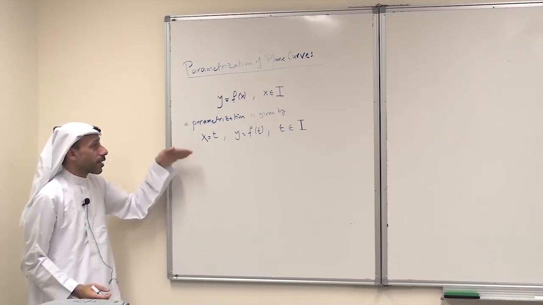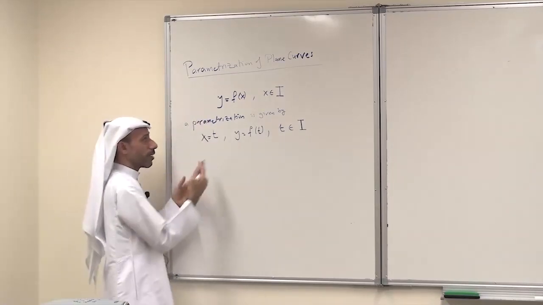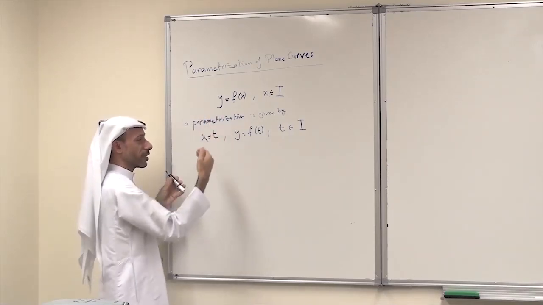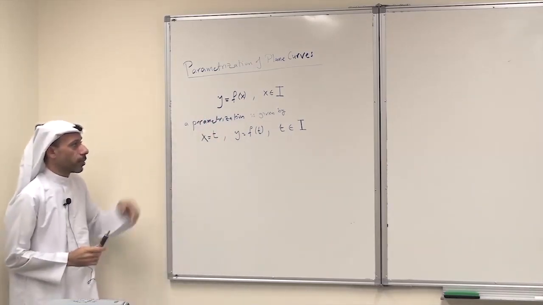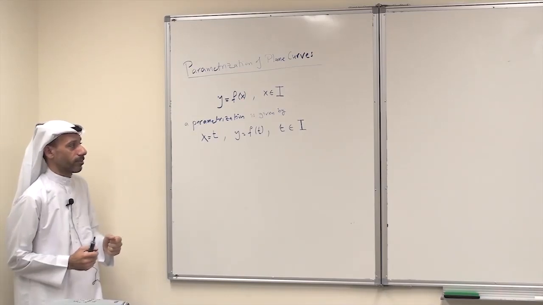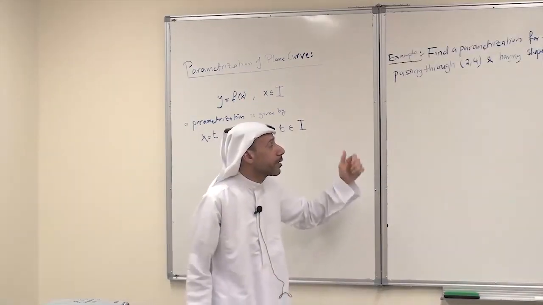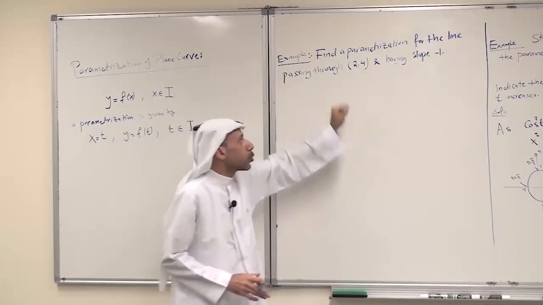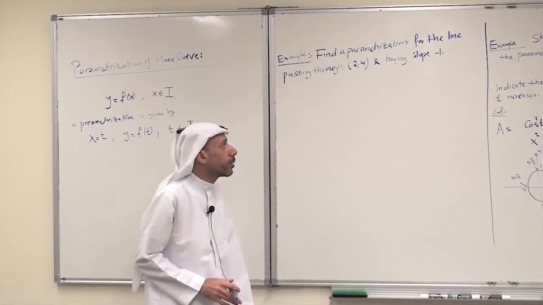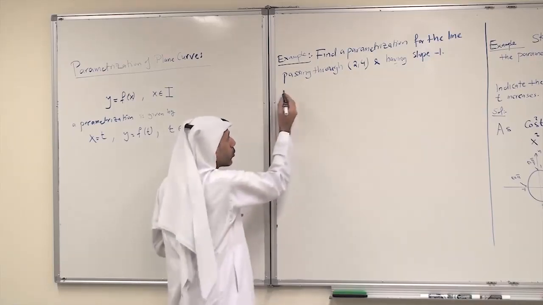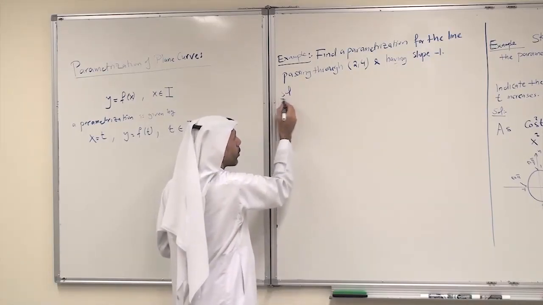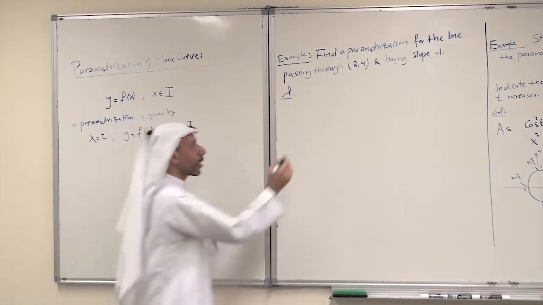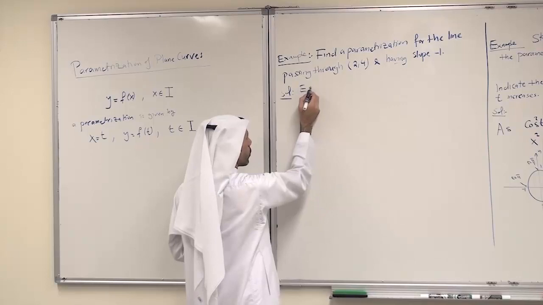In fact, there are other ways to parameterize the same curve. This is why we say just a parameterization. It can be parameterized in a different way. Let's illustrate this with some examples. Let's consider this example. Find a parameterization for the line passing through the point 2, 4 and having a slope of -1. To do this, first we give the Cartesian equation for the line. So what is the equation of this line?